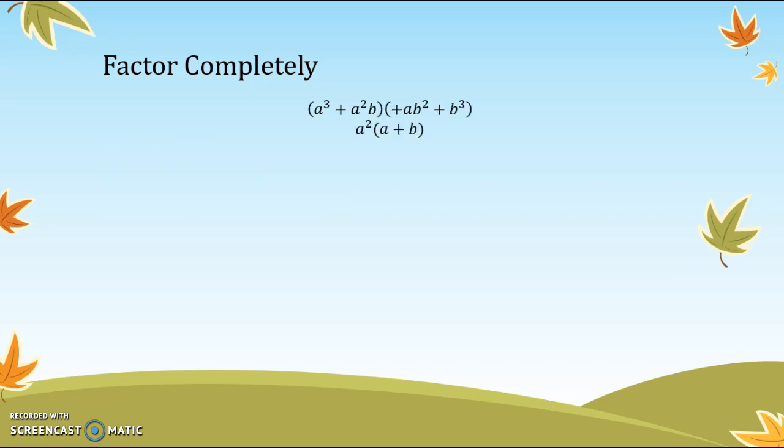So I'll group the first 2 and my second 2 together. I notice that my first 2 are divisible by a squared, leaving me with a plus b. My second 2 are divisible by b squared, leaving me also with a plus b. I see they share the common binomial of a plus b, and a squared plus b squared is left over. I notice that I have something squared plus something else squared on the right, and although you may want to use the difference of perfect squares here, note that the difference of perfect squares requires that we have subtraction and not addition. So at this point, we're done.